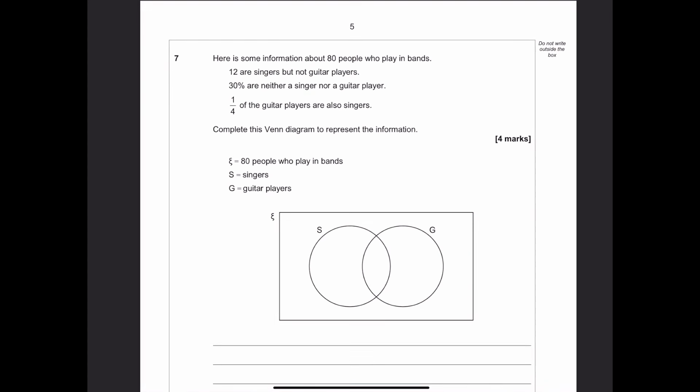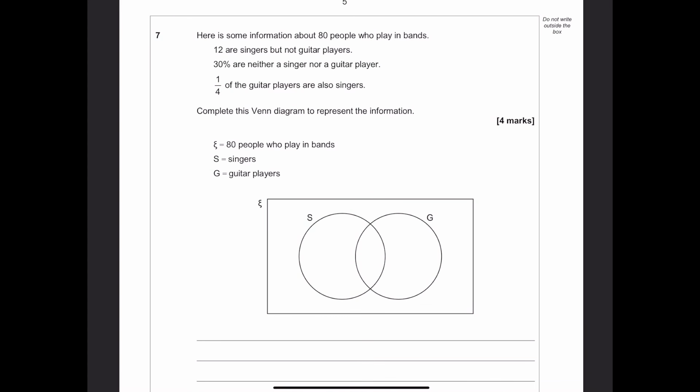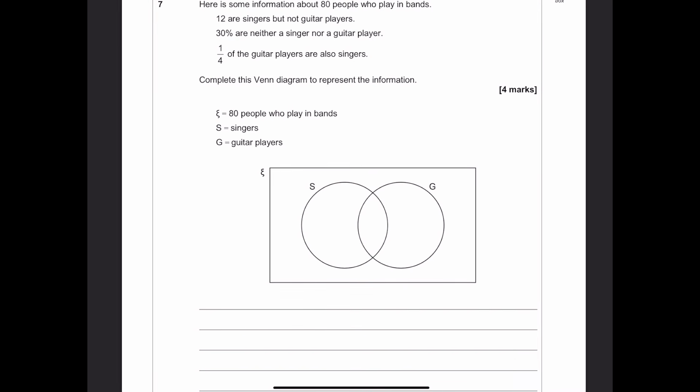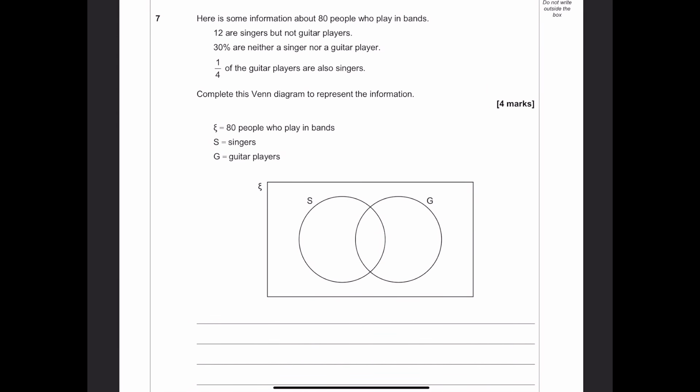Here is some information about 80 people who play in bands. 12 are singers but not guitar players. 30% are neither a singer nor a guitar player, and 1/4 of the guitar players are also singers. Complete the Venn diagram to represent the information. So we have to get 80 people in here. We know that 12 people are singers but not guitar, so we can put that in there.